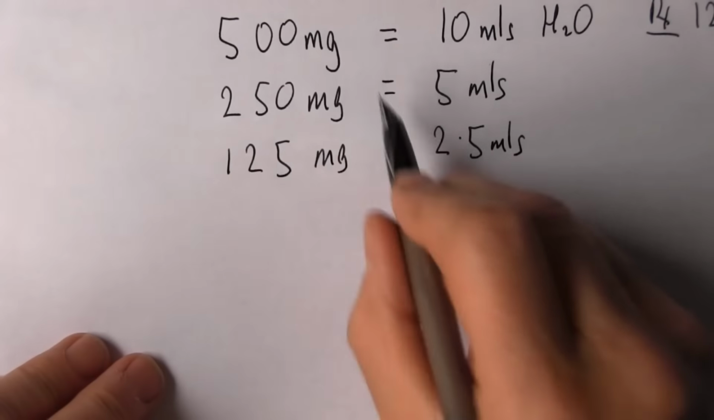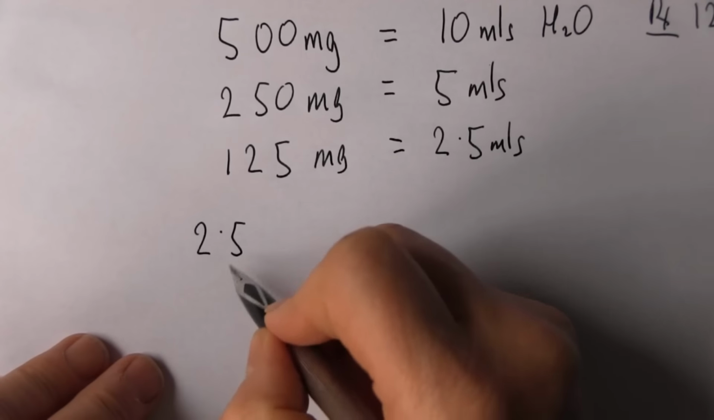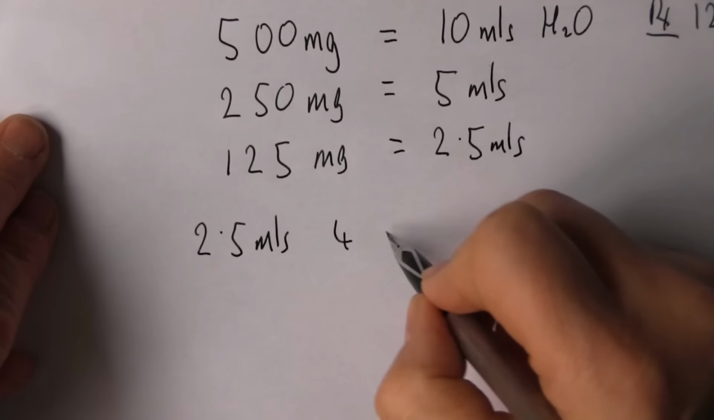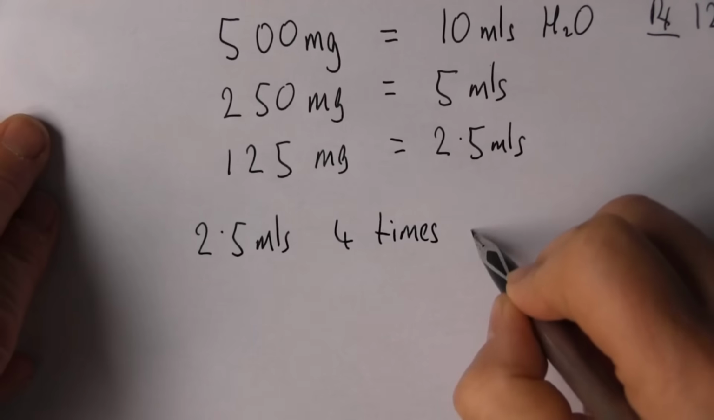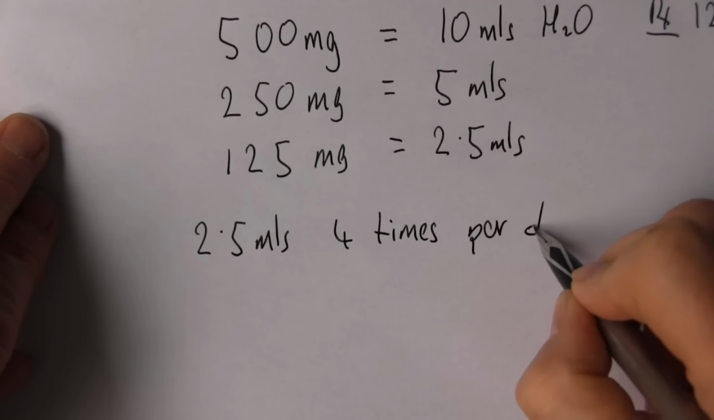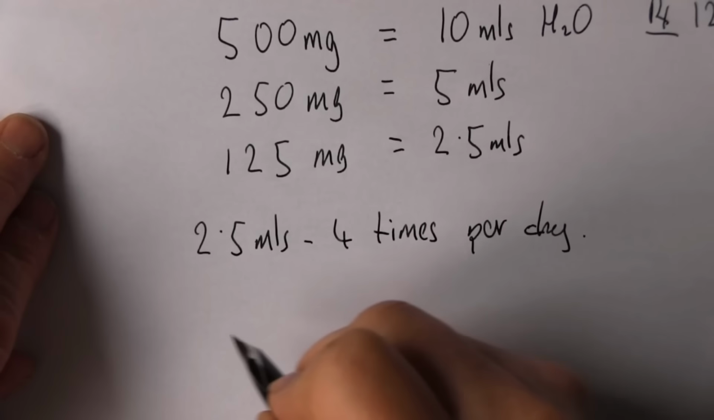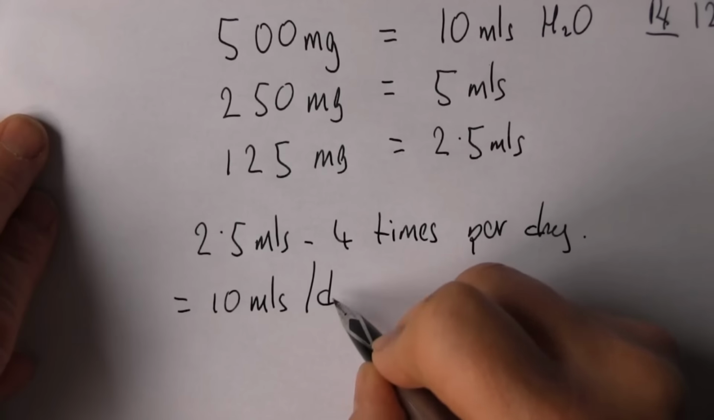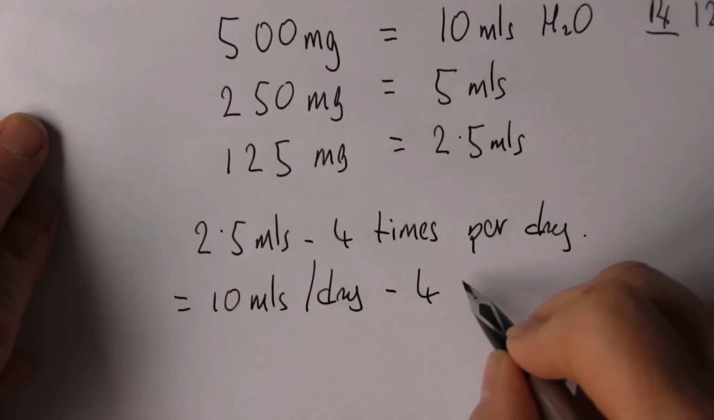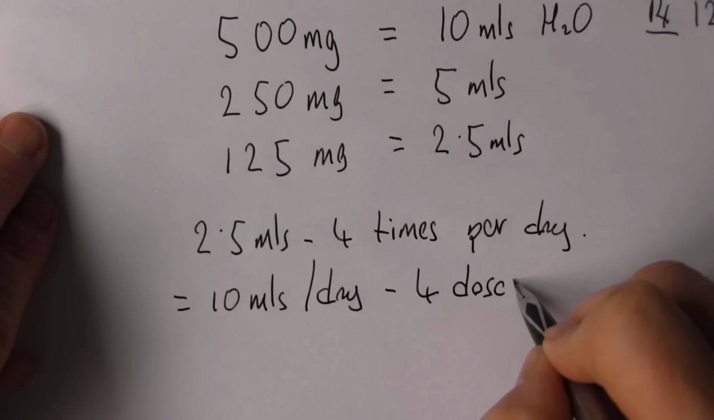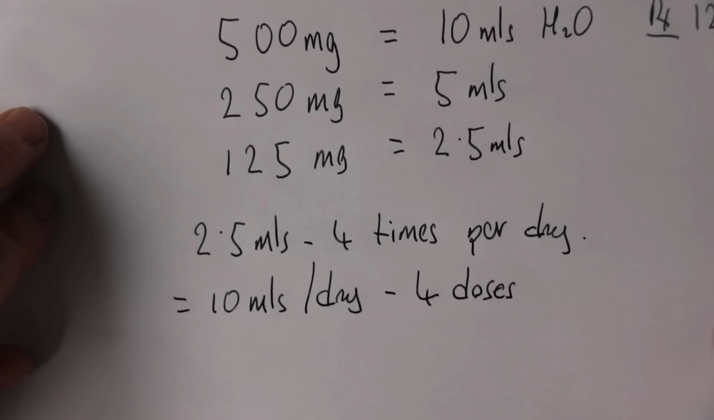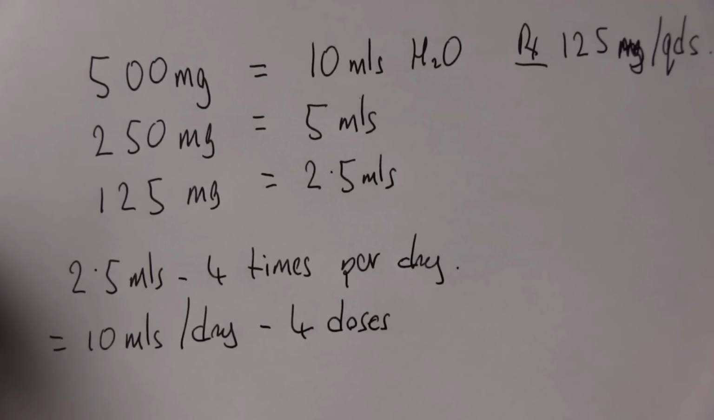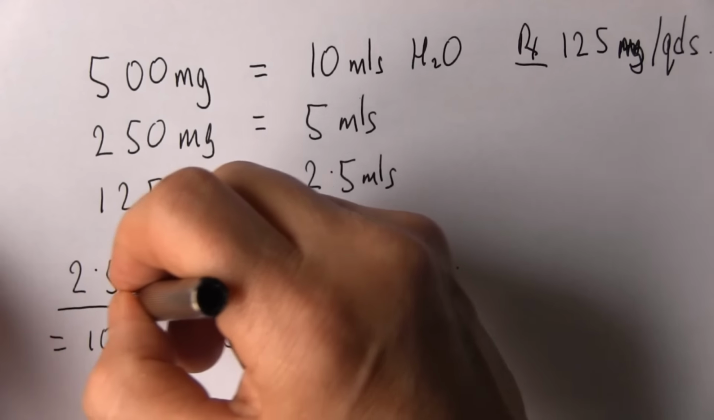So the answer is, of this made up solution, it's 2.5 mils, and it's given 4 times per day. And that is going to be equal to 10 mils per day in 4 divided doses. So the answer for the 125 milligram dose is 2.5 mils.